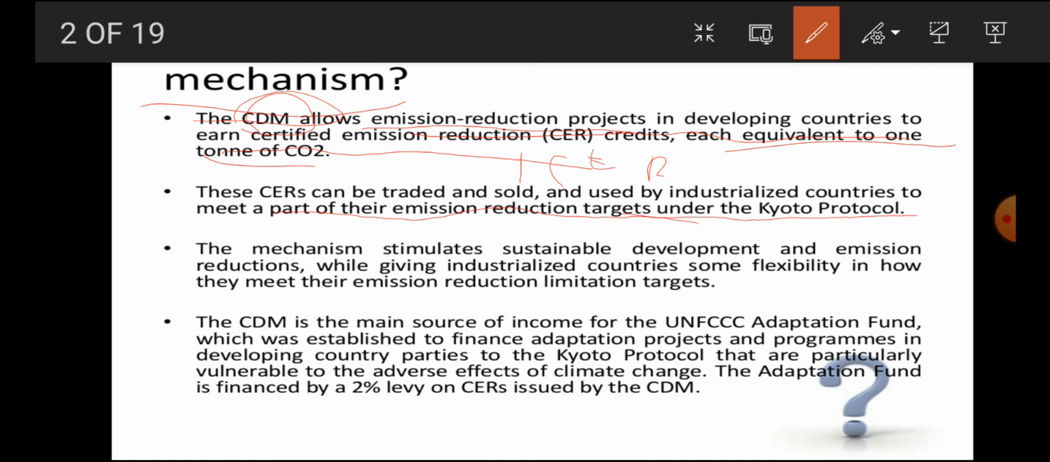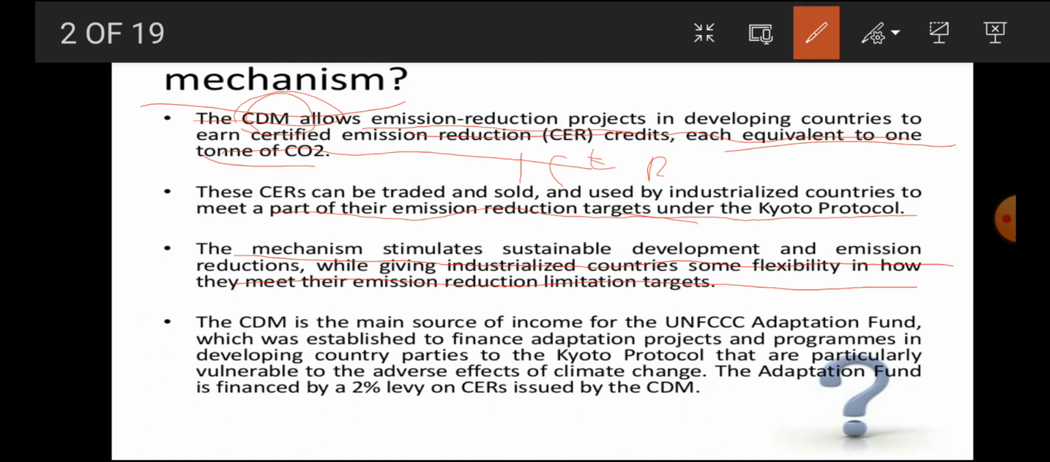There are currently over 3,000 registered projects delivering an average of 500 million CERs per year. The overwhelming demand for CERs comes from emissions trading schemes, European companies. The mechanism stimulates sustainable development and emission reduction, giving industrialized countries some flexibility in how they meet their emission reduction limitation targets. The world's largest functioning compliance carbon market is the emissions trading scheme. Between 2008 and 2010, European companies used 277 million CERs to meet their emission reduction targets.